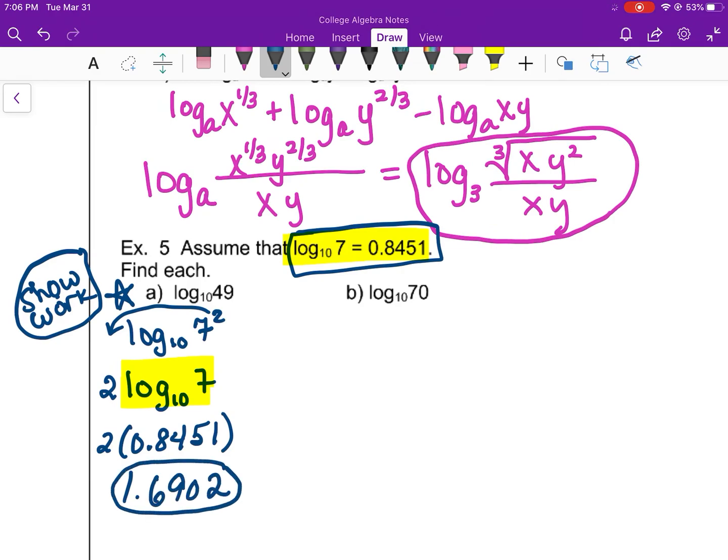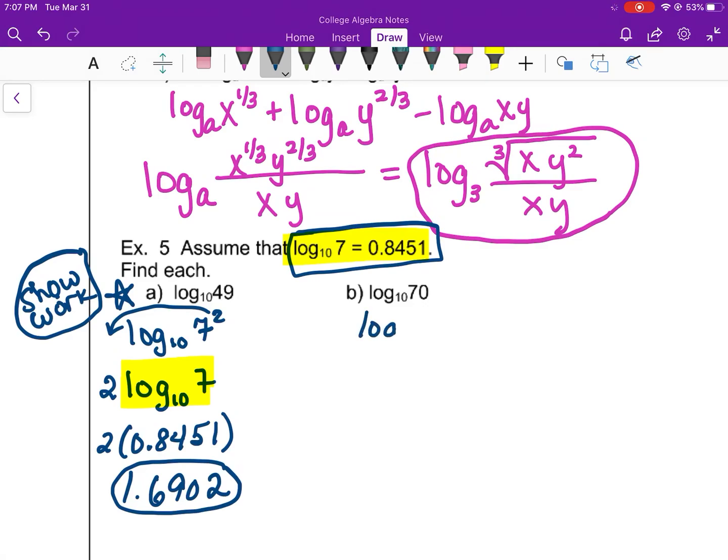Now, if instead you said 49 is 7 times 7, then you're going to have log base 10 of 7 plus log base 10 of 7, and then you would have 0.8451 plus 0.8451, and you would still get the same answer.